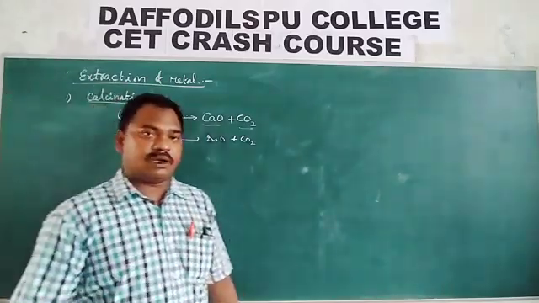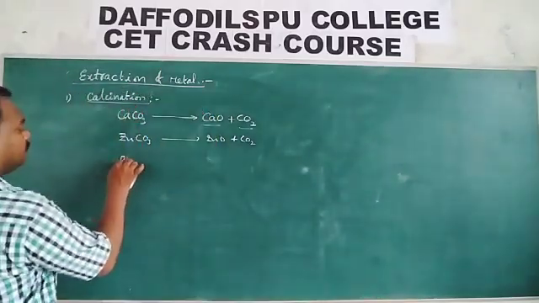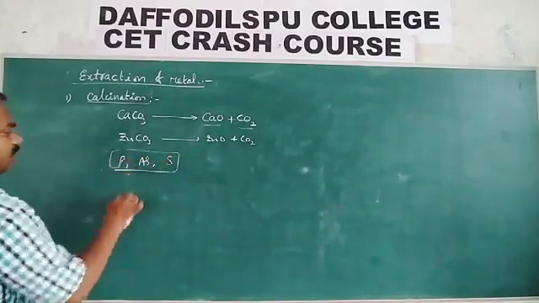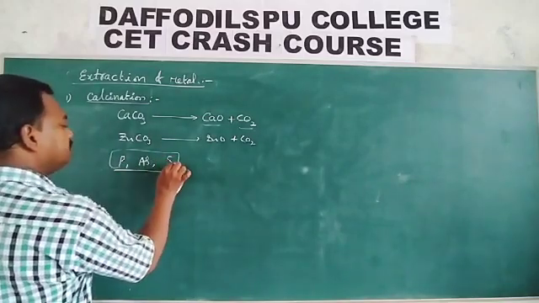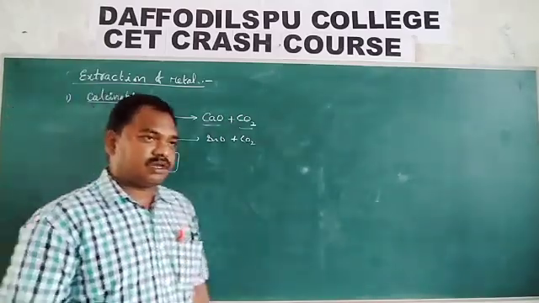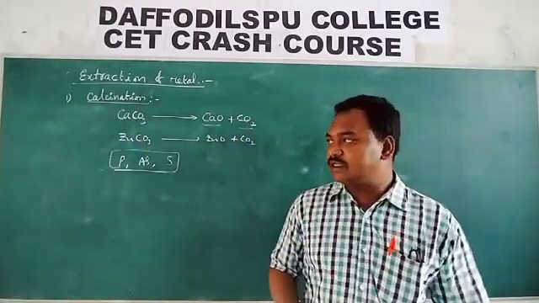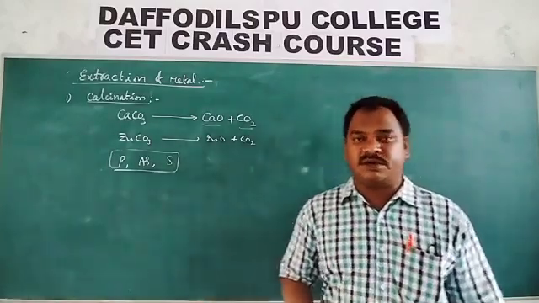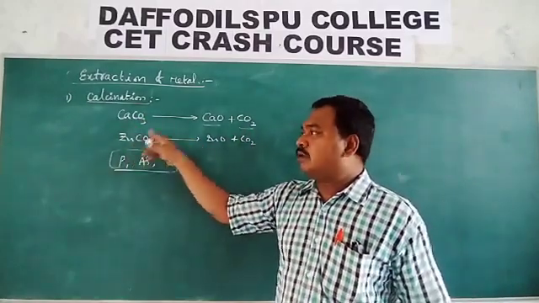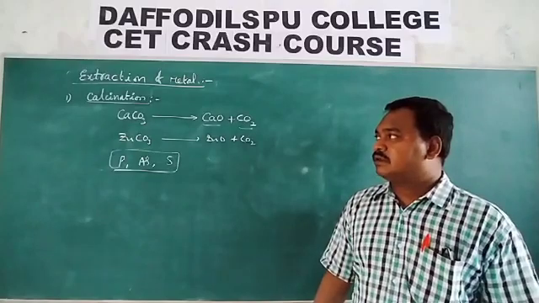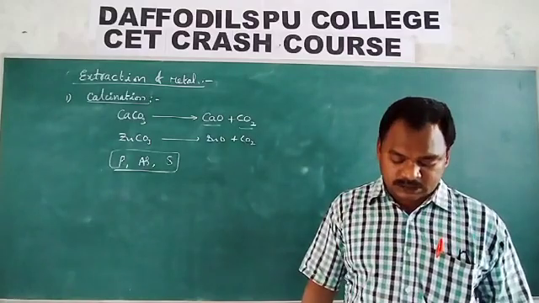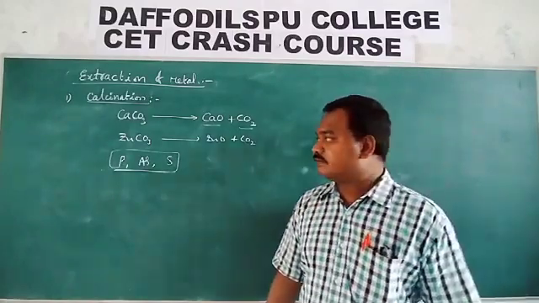Like that, if the ore contains phosphorus, arsenic and sulfur impurities, these are eliminated as oxides. Phosphorus is eliminated as P4O10, arsenic is eliminated as As4O10, sulfur is eliminated as sulfur dioxide gas. When these gases are eliminated from the ore, the ore becomes porous. This is about calcination. Calcination is the process in which ore is heated in absence of air.